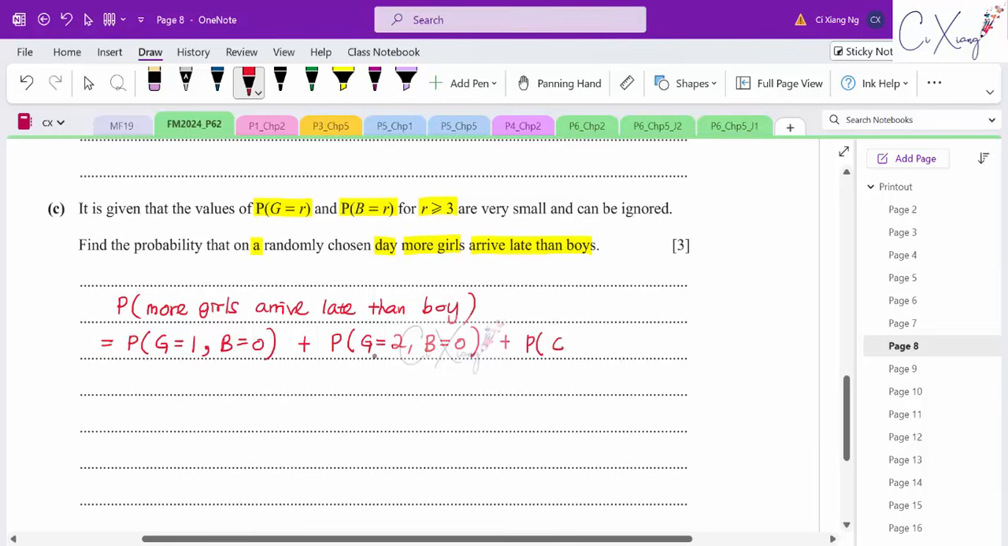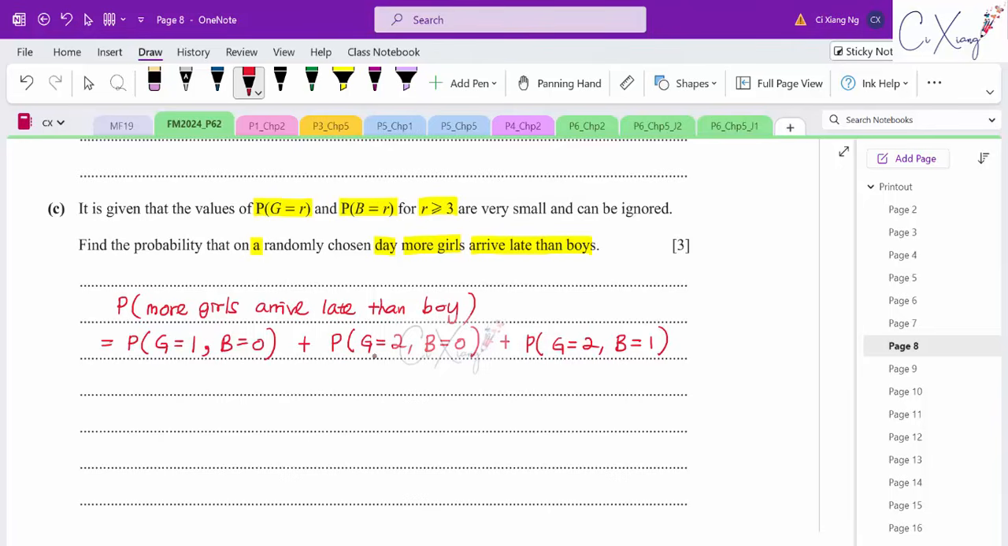One more case is I still have two girls arrive late, and then I can have also one boy arrive late. This case also belongs to more girls arrive later than the boy, right? Then is there any other value? So maybe you can try to consider G equals to 3.